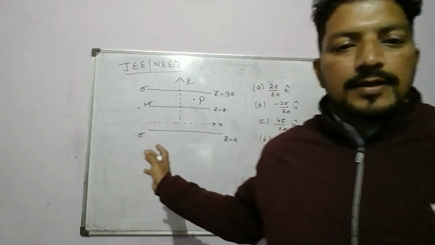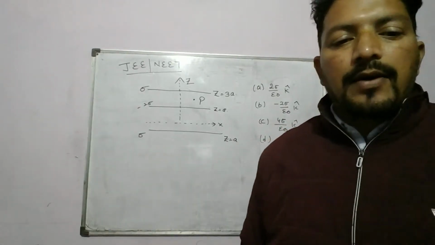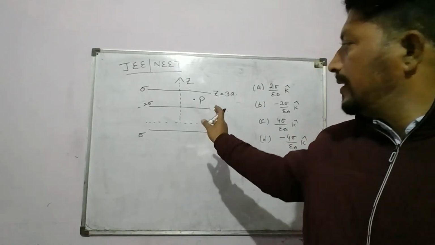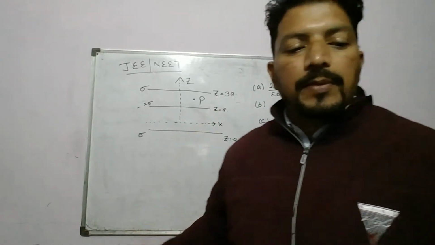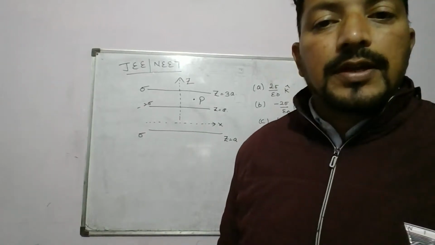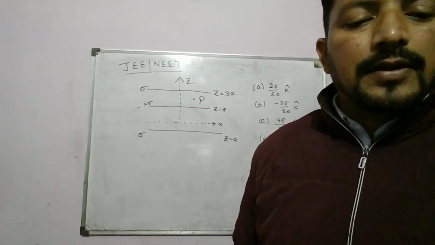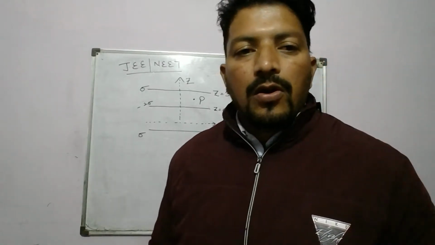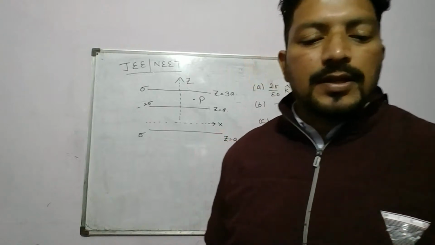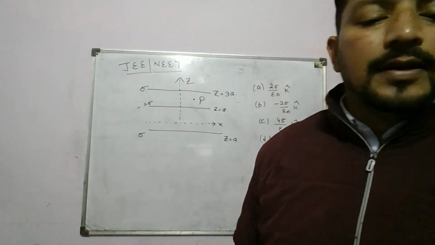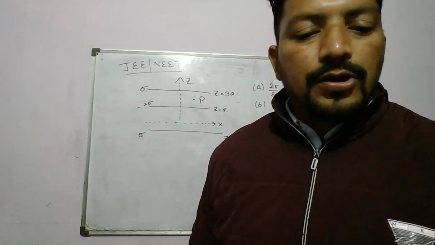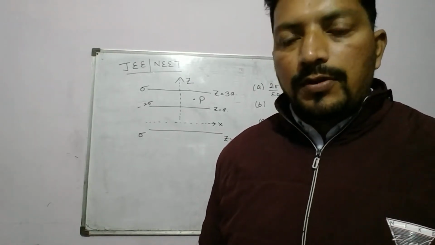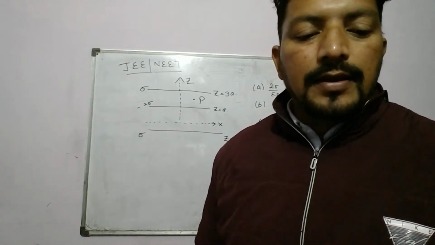The electric field due to an infinite plane sheet of charge is independent of the distance. It is independent of the distance of the point P from the charge sheet, and applying the principle of superposition of electric field, the total electric field at point P due to the various plane charges will be equal to the sum of the fields.